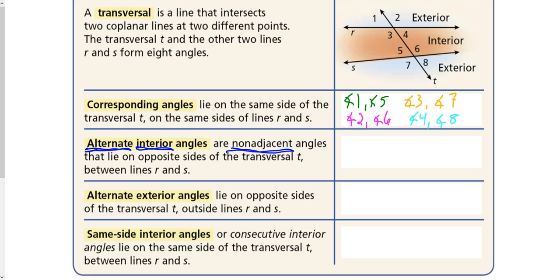So alternate interior angles, we have 2 sets of these. We'd have angle 3 and angle 6, because those are on different sides of this line T, and they are both interior angles. And then the other set would be angle 5 and angle 4.